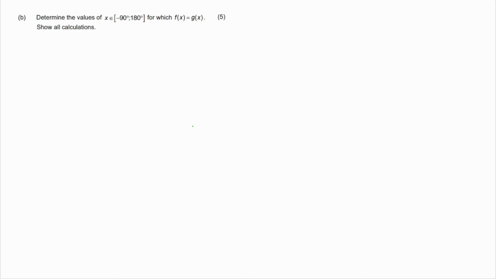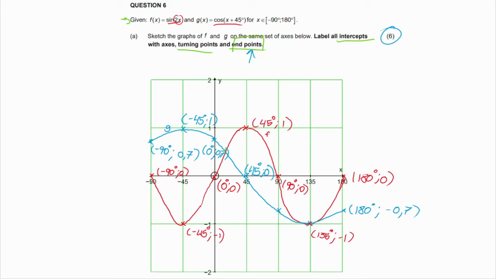And now for B, for 5 marks, they say determine the values of x. x is an element of negative 90 to 180. So x needs to be between that, for which f of x is equal to g of x. Show all calculations. So we can't just read off the graph. They're asking for the points of intersection. Here's one and there's another one. We know what the solution should be. This one will be about half of 45, 22.5. So one of the answers is going to be about 22 degrees and the other is going to be 135 degrees exactly. But we need to show the calculations.